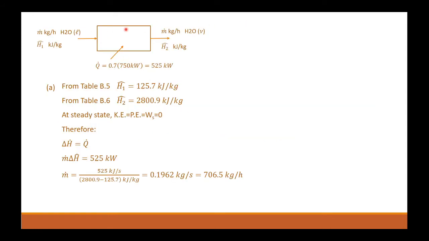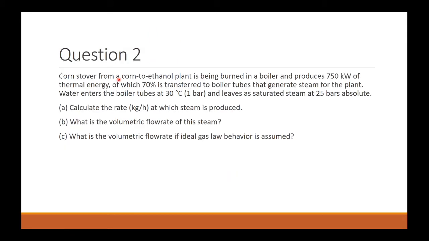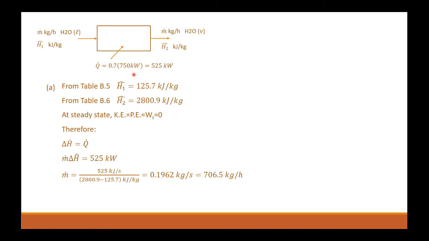So we draw out our system here. We have the one coming in, and coming out, and it produces a... so we have Q, which has a 70% efficiency. 70% of the thermal energy from 750 kilowatt is transferred to the boiler tubes, which gives us Q to be 525 kilowatts.